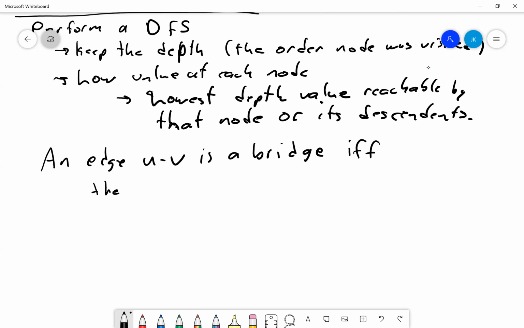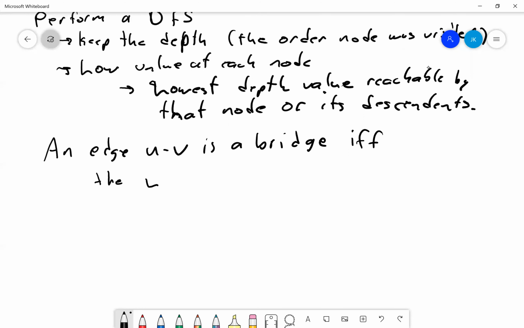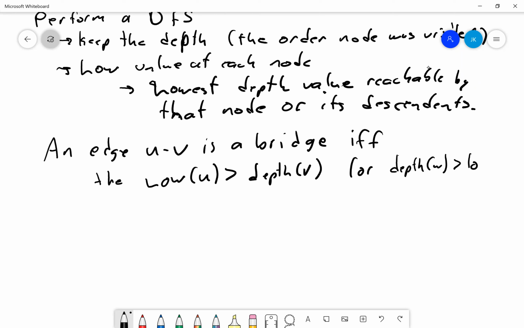The next one, V, the low value at U is greater than the depth at V. Or likewise, the depth at U is greater than the low value at V. So basically you get a bridge only if you get this disparity between low and depth, and I'll illustrate this in just a minute.